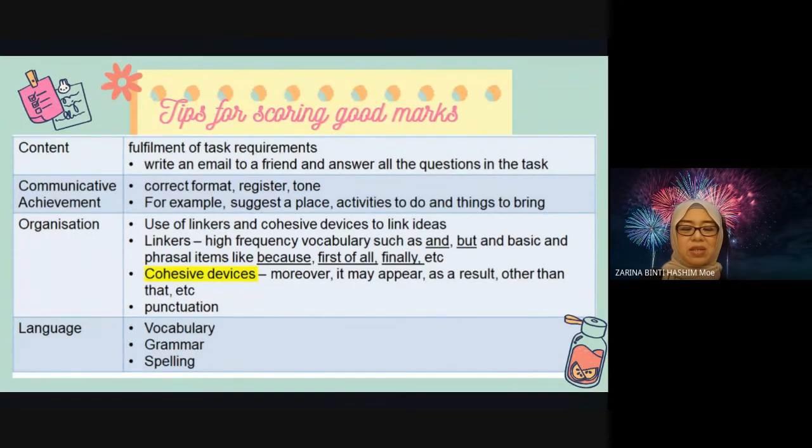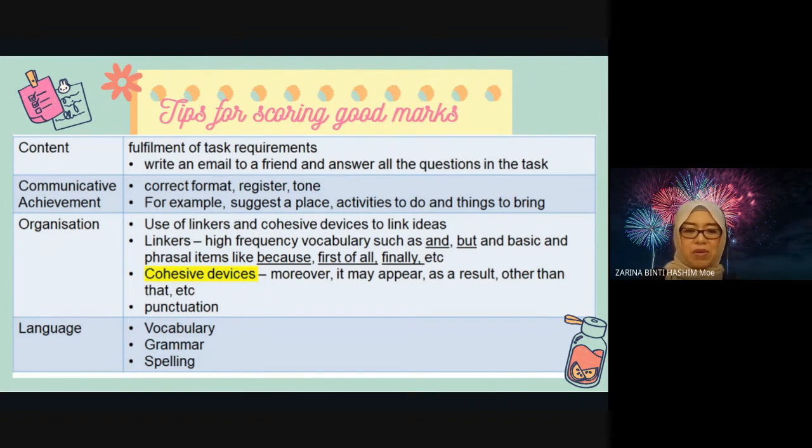Okay, organization. There is the use of linkers or connectors to link your ideas. So linkers are words like and, or, but, so, because, firstly, finally. All these are linkers, but it is not enough to only write linkers. We also need to have cohesive devices. Maybe in form 3 you can just use all the linkers, but for form 5 level they need you to write more on cohesive devices.